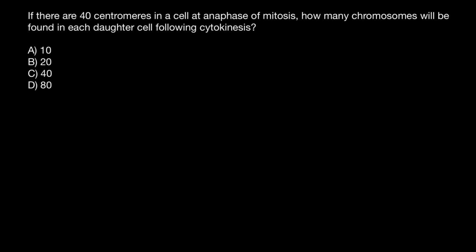Hello and welcome to Nikolai's genetics lessons, and today's question is: if there are 40 centromeres in a cell at anaphase of mitosis, how many chromosomes will be found in each daughter cell following cytokinesis?